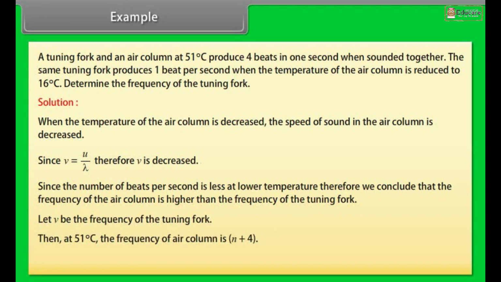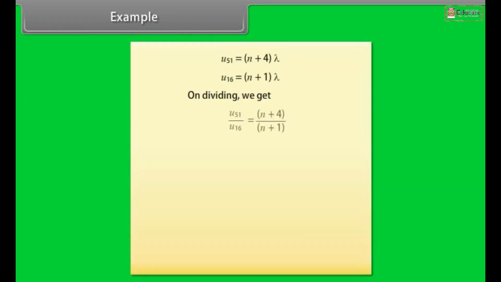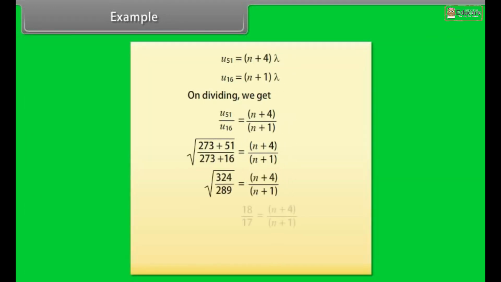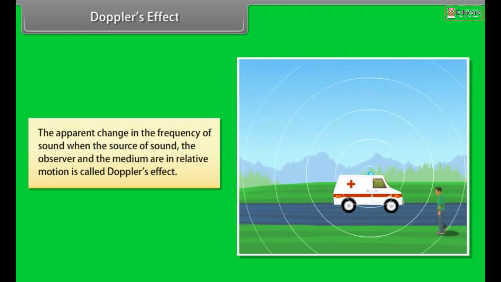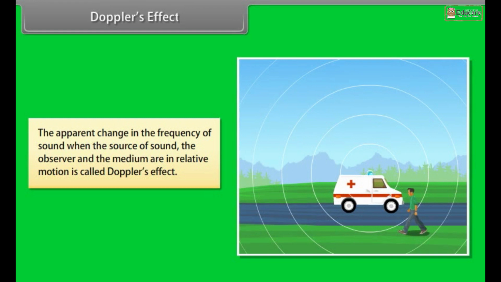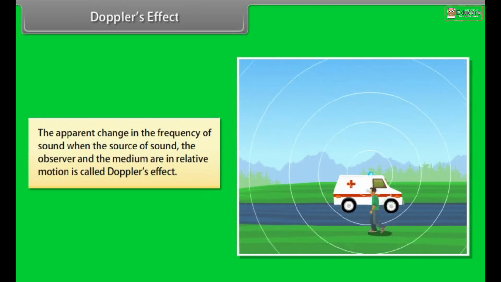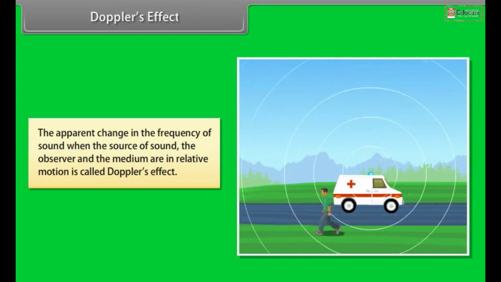Let n be the frequency of the tuning fork. Then at 51 degrees Celsius, the frequency of the air column is n plus 4. At 16 degrees Celsius, the frequency of the air column is n plus 1. On calculating the given values, we get the frequency of the tuning fork is equal to 50 Hz. Doppler's effect: the apparent change in the frequency of sound when the source of sound, the observer, and the medium are in relative motion is called Doppler's effect.